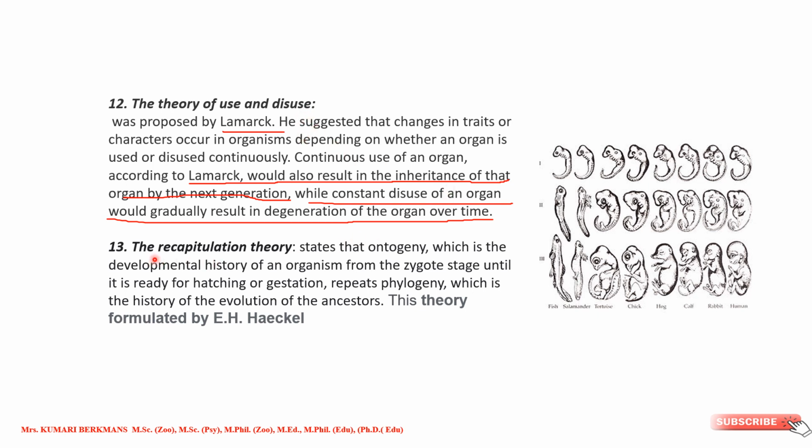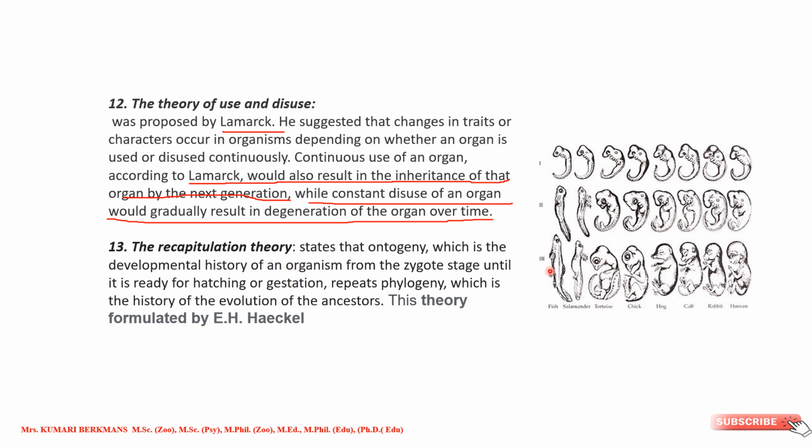Now see the next one, the recapitulation theory. What is recapitulation theory? This theory was formulated by E.H. Haeckel. What this theory states is that ontogeny, which is the developmental history of an organism from the zygote stage until it is ready for hatching or gestation, repeats phylogeny, which is the history of evolution of the ancestors. This theory was formulated by Haeckel.